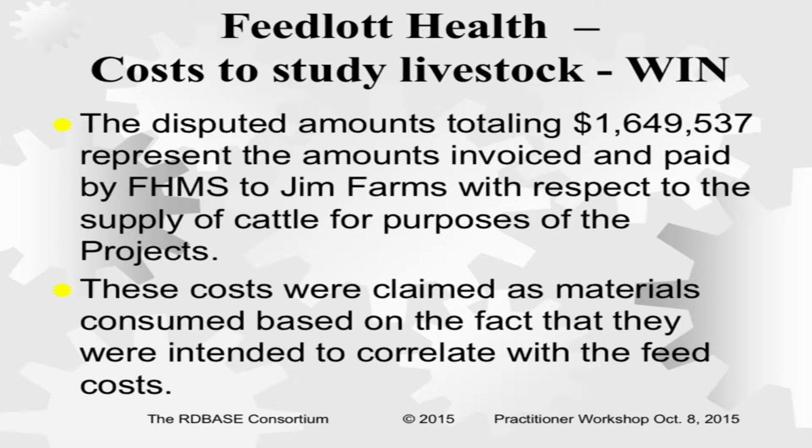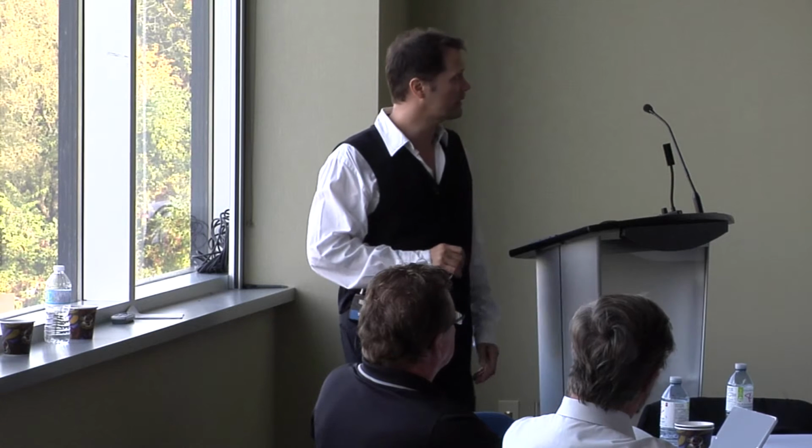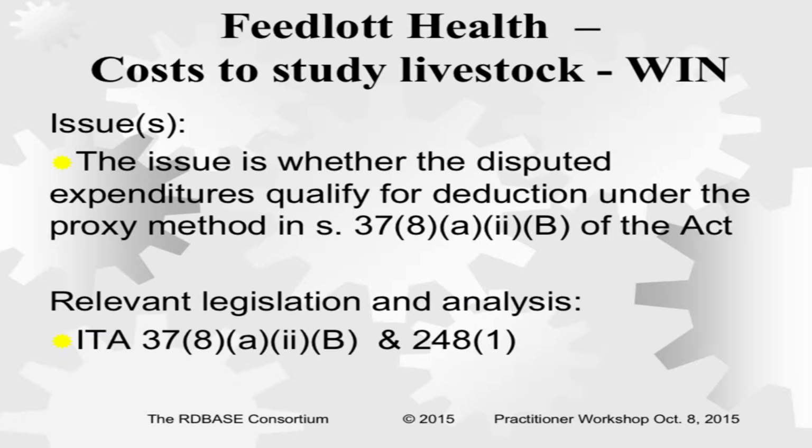They were claimed as materials consumed originally, based on the fact that they said they were related, more or less, to the cost of the food and the drugs and whatever. But then when they pushed that further, they found that they weren't really correlated, that they were quite a bit different, roughly only half. So that didn't explain it. So then we're asking, what are these costs? Are they eligible? Are they ineligible? And if they're eligible, are they materials? What type of expense is it?